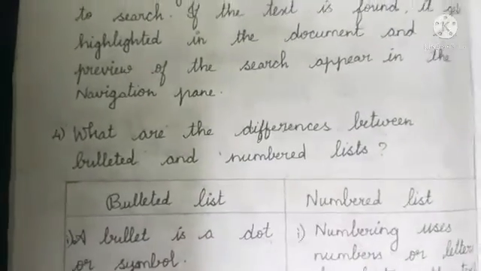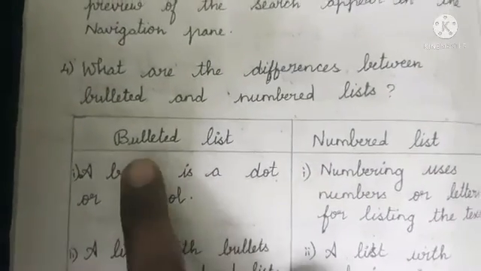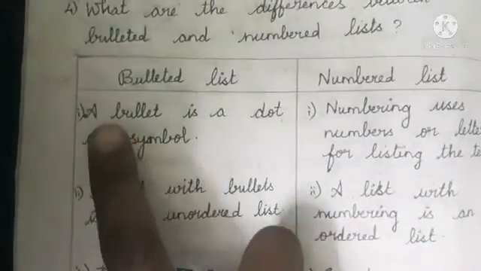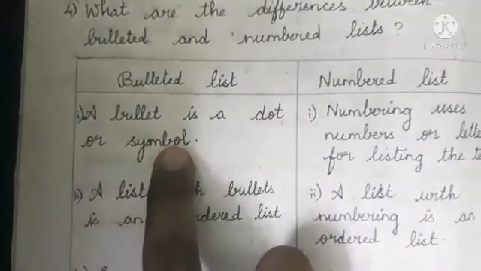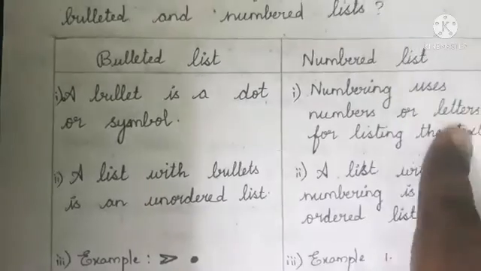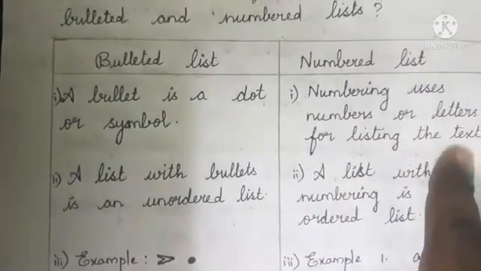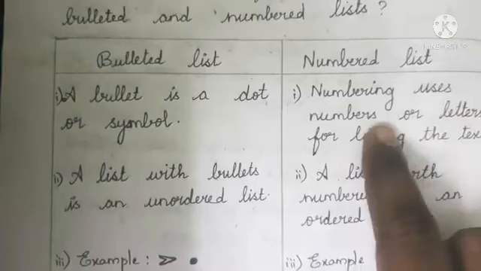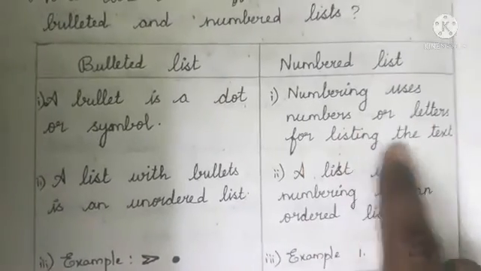The answer, bulleted list and then numbered list. First point, a bullet is a dot or a symbol. Then numbering uses numbers or letters for listing the text. Bullet is a dot or symbol. Numbering uses numbers or letters for listing the text.